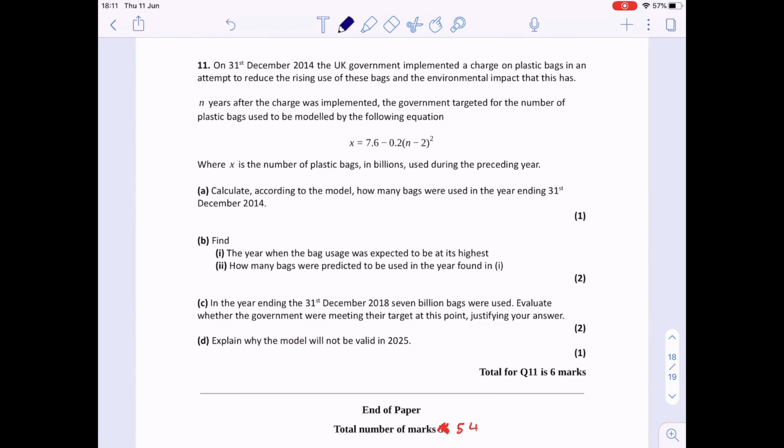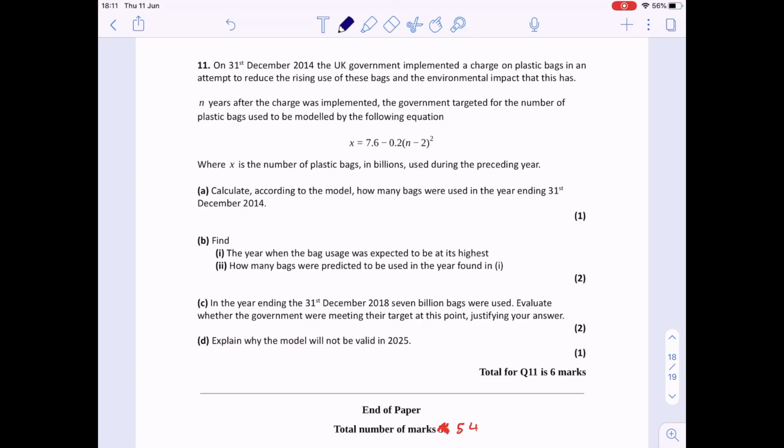And final question, question 11. On the 31st of December 2014, the government implemented a charge on plastic bags in an attempt to reduce the rising use of these bags and the environmental impact this has had. In n years after the change was implemented, the government targeted for the number of plastic bags to be modelled using this equation, where x is the number of plastic bags in billions used during the preceding year.